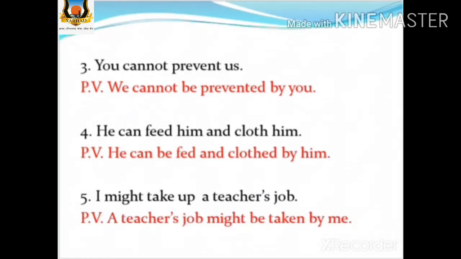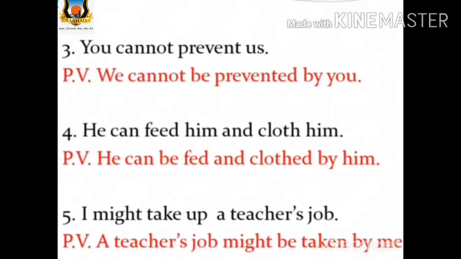You cannot prevent us. How will it come, students? In this sentence, which is the subject? Yes, you. And which is the auxiliary verb? Cannot. Cannot is the auxiliary verb in this sentence. And which is the main verb? Prevent. And which is the object? Us.